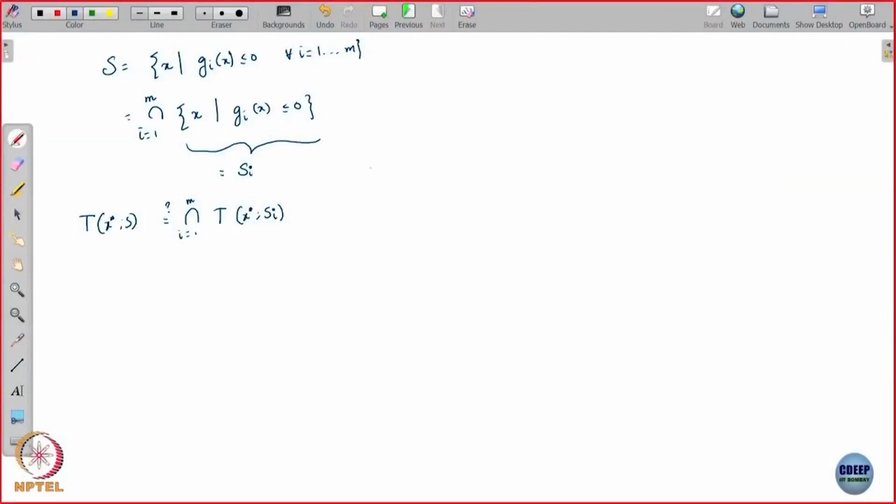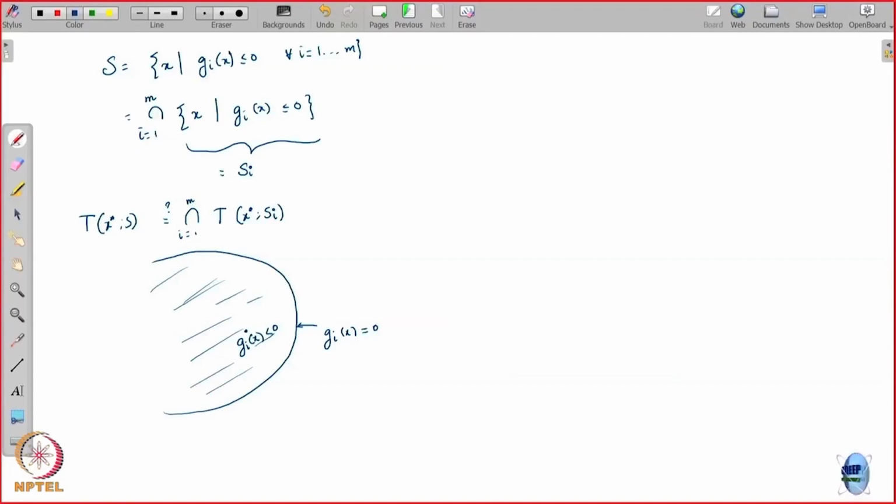Now let's do a few simple things. If I have a constraint like this, g_i(x) ≤ 0, where g is a continuously differentiable function, what does that constraint look like? Here's a region that the constraint describes. The boundary of this region is g_i(x) equals 0. The interior is g_i(x) strictly less than 0.